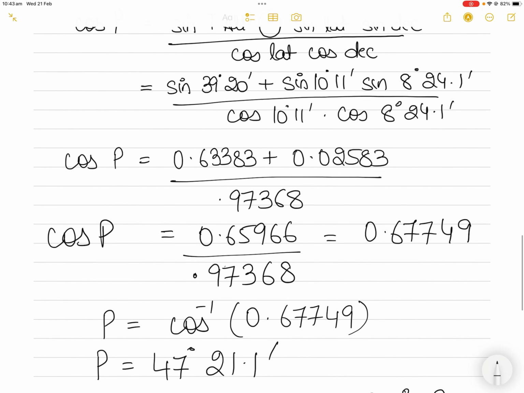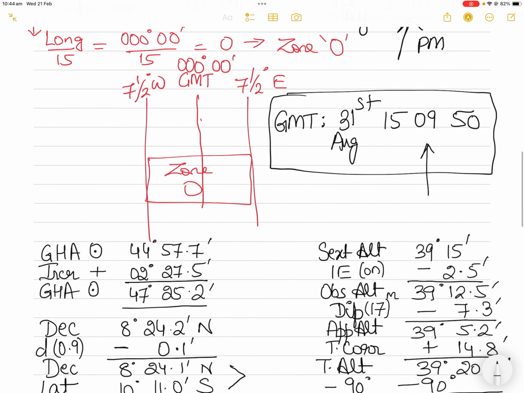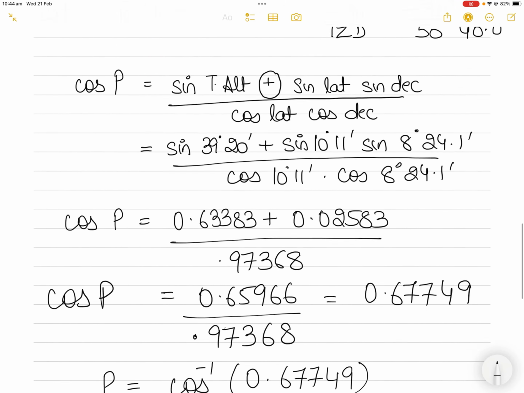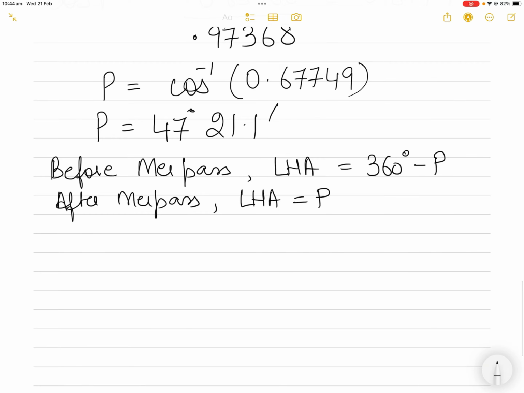Let me explain how to use this way. How do you know whether it's before meridian passage or after? Now this rule applies to sun only. I will explain what happens with star in the next video that I make on star. You can see the local time here. The local time is 15:09:50. That means it's already past 12 o'clock. Normally the meridian passage occurs in the noon time, somewhere close to 12 in the afternoon. It is 3 in the afternoon, so it is after meridian passage. That means you will use LHA equals P.